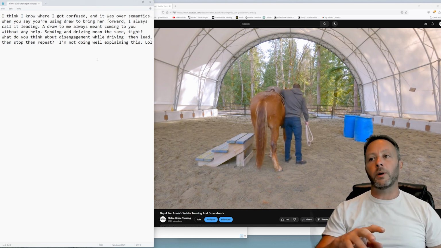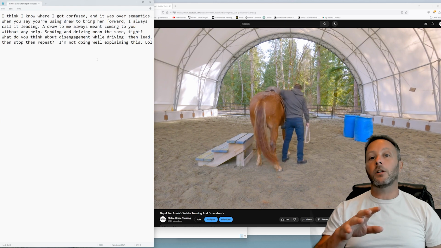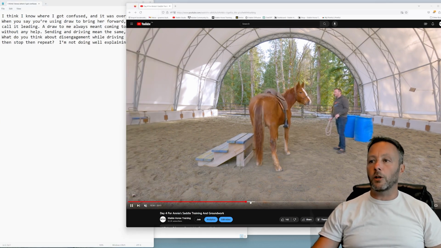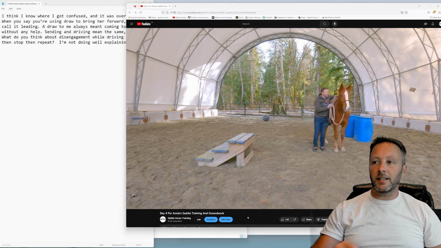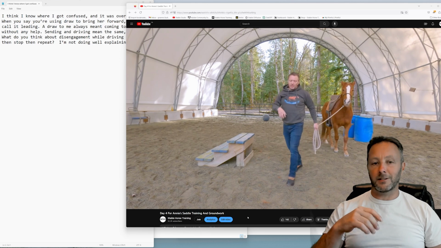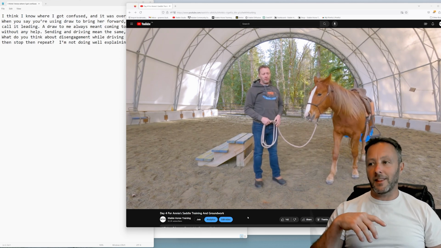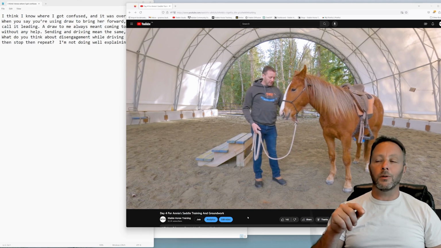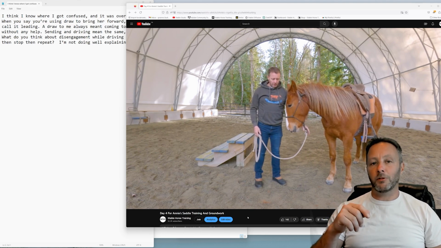So I'm almost always thinking about what's the head doing? What is the nose doing? Where's the nose going to go? To me, that is the most important part of the horse, because that's the thinking part. And if you get that, you know what the rest of the horse is going to do, which is probably the most useful thing you could do.